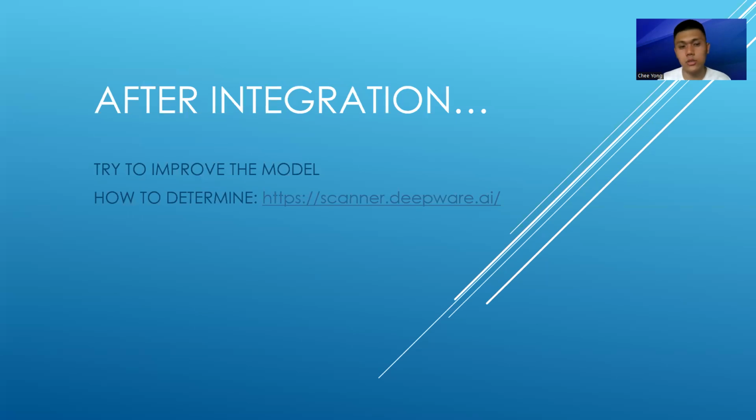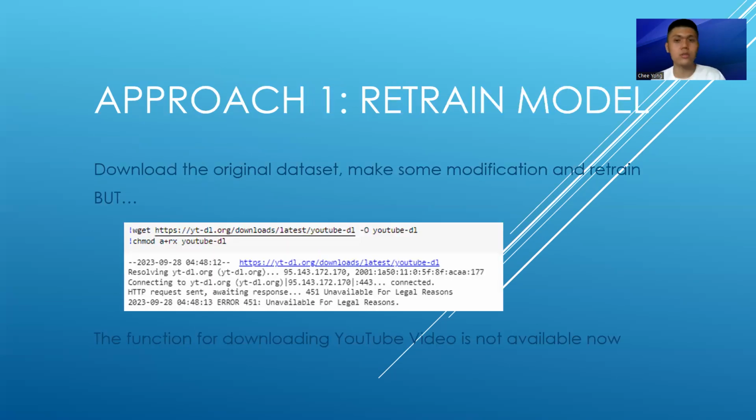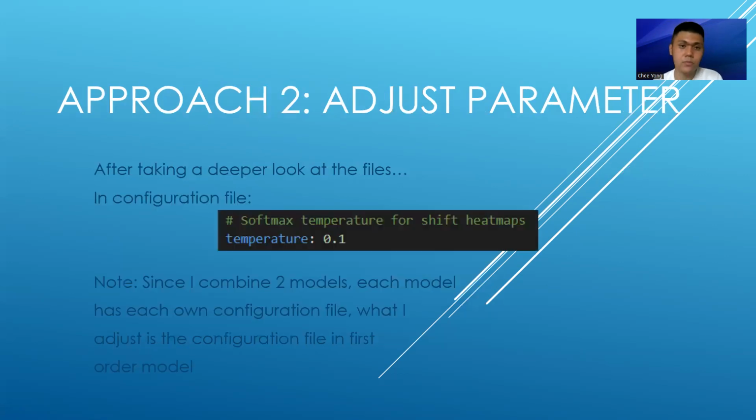After integration, the next step I want to do is try improving the model. There are two approaches. The first approach is to retrain the model. Basically, I would download the original dataset, make some modifications and retrain the model. However, the function for downloading the YouTube videos is not available now. If I use the function to get the original dataset, it gives an error, which means the retraining approach is not available anymore.